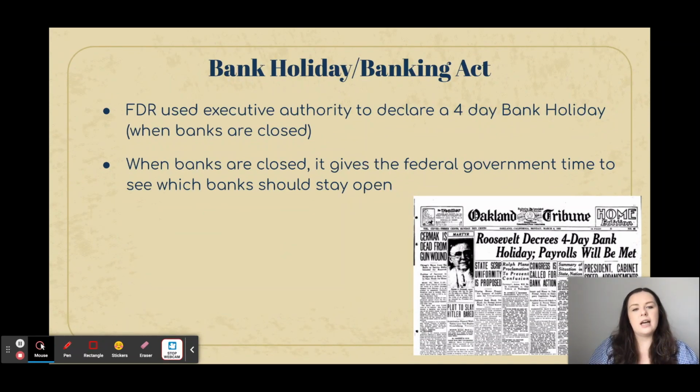Another thing FDR does is he declares a bank holiday, and under the Banking Act, banks were closed for 4 days. And so all banks had to be closed. The federal government would go in and assess the strength of the bank. So they would say, okay, this bank is weak. They don't have enough bankers, enough money coming in, or they took risky loans. These banks need to shut down. These should stay open. And made sure that the health of the bank was good.